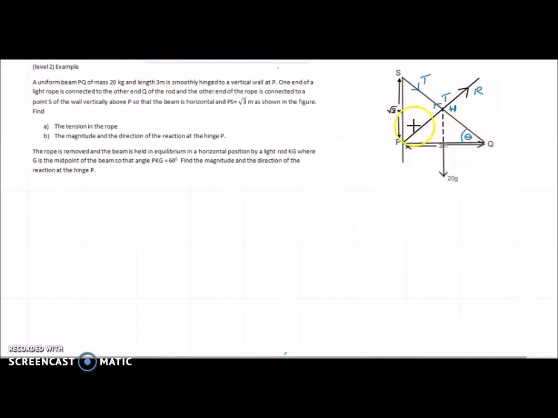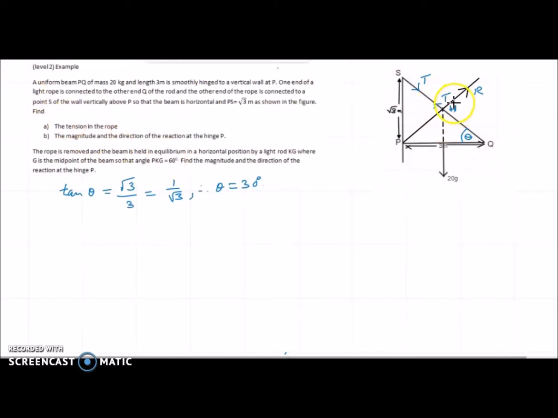This angle is theta. What is tan theta? This is a right angle triangle. Tan theta equals √3 divided by 3 meters, so we get 1 over √3. Tan theta is 1 over √3. Now we know tan 30 is 1 over √3. So theta equals 30 degrees.